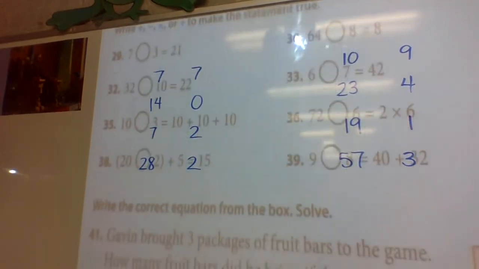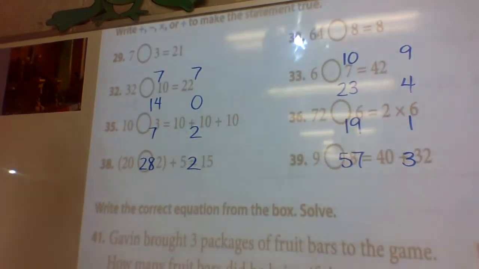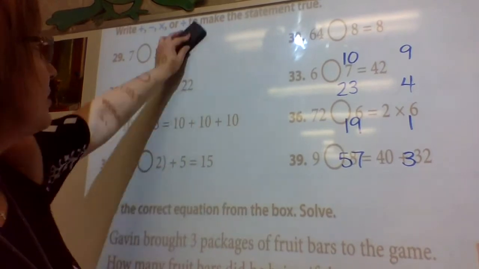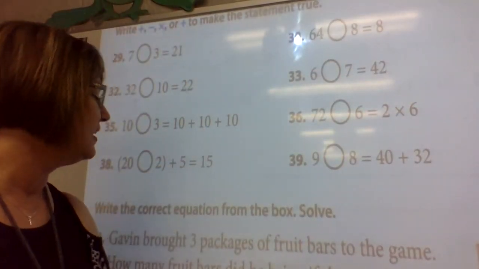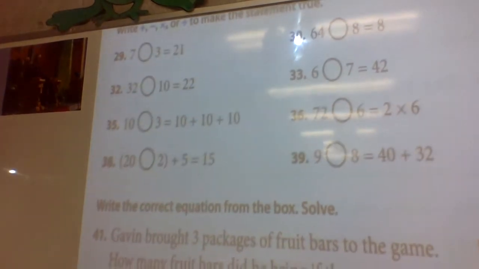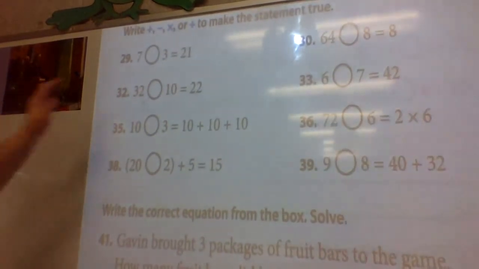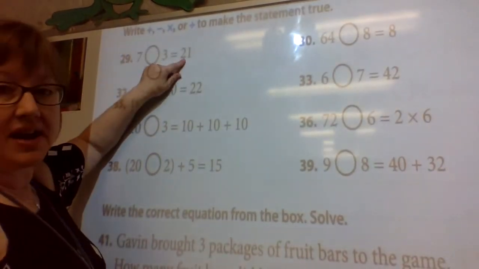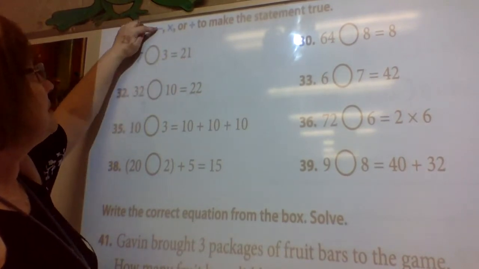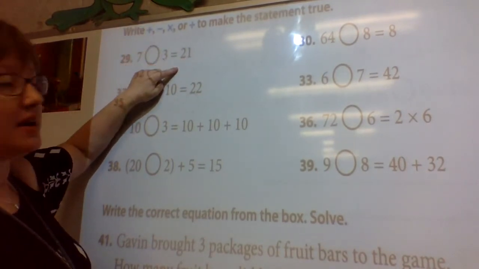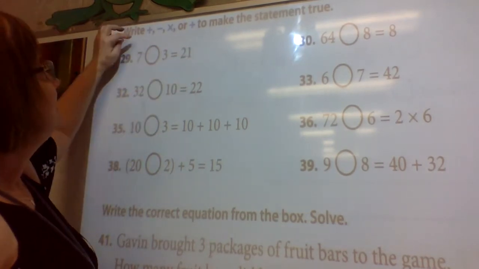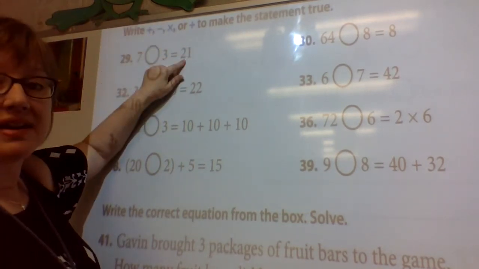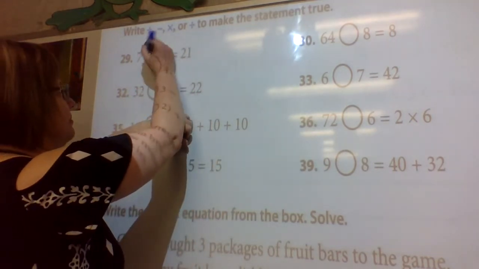All right, and then we have another one of these. And this time, it's not greater than, less than, equal to. It's what operation do you need to get that answer? Okay, so is it 7 plus 3 equals 10? Nope. 7 minus 3 equals 21, I mean, sorry. I said 7 plus 3 is 10 and that was right, sorry. 7 times 3 is 21? Yes, so you're going to write times.